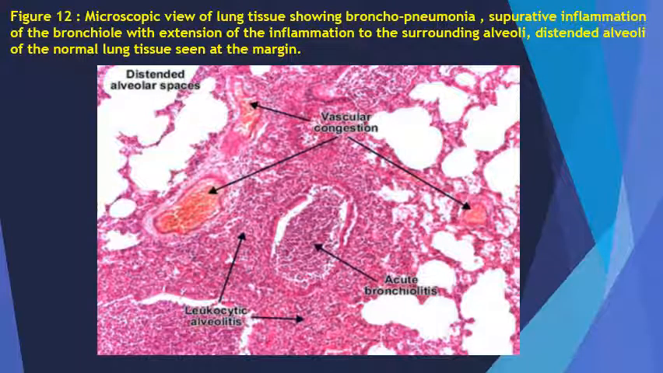This is a microscopic view of the lung tissue showing bronchopneumonia. So look at here, vascular congestion, leukocytic infiltration in the alveoli with the bronchi. There's inflammatory exudate inside the bronchioles. And look at here, there's normal tissue in between inflamed bronchopneumonia patches.